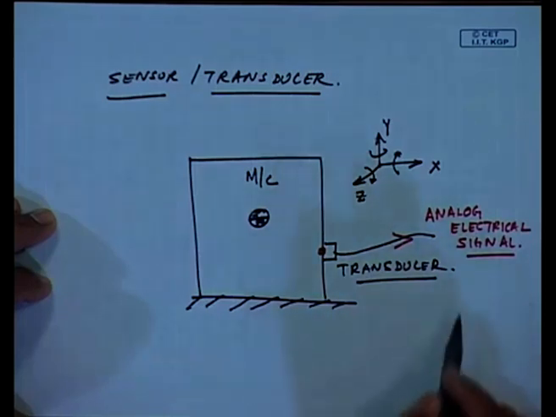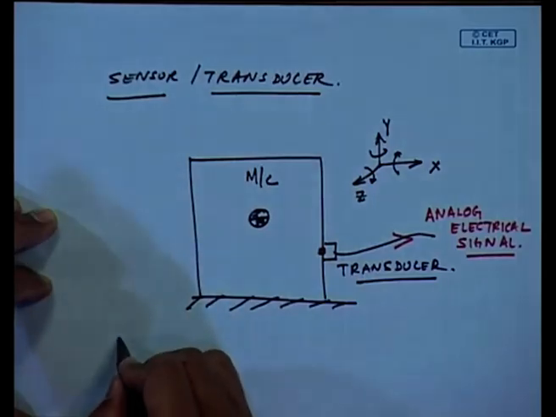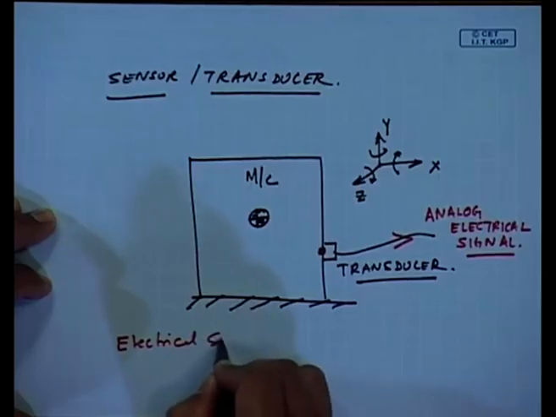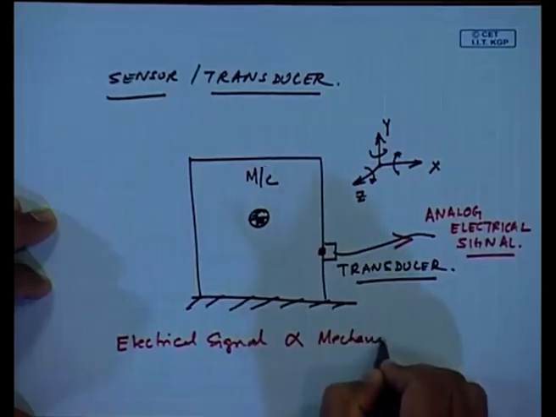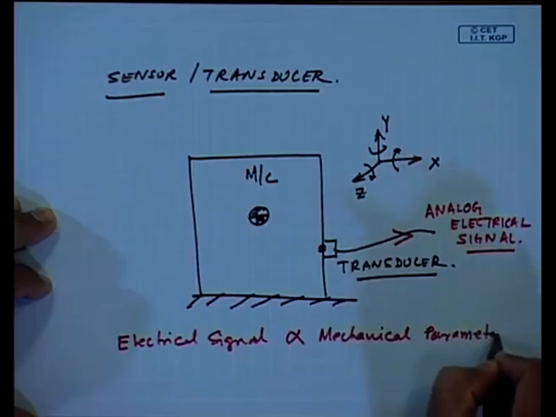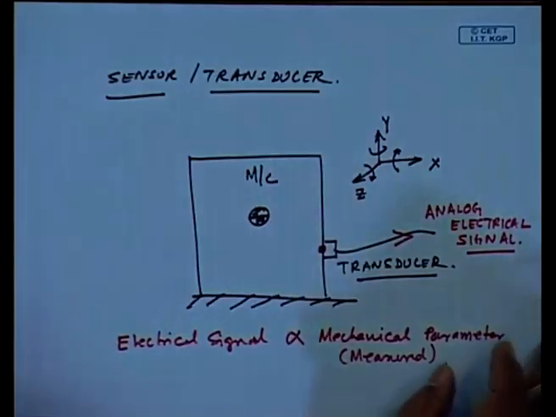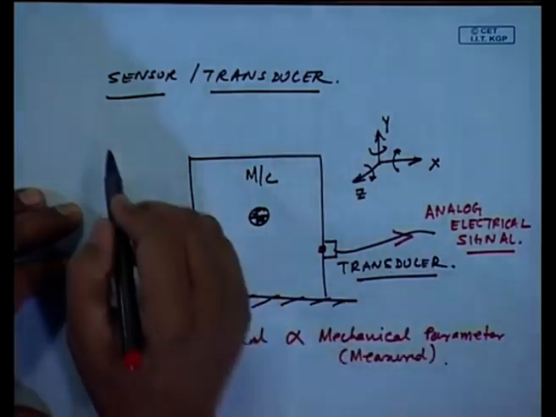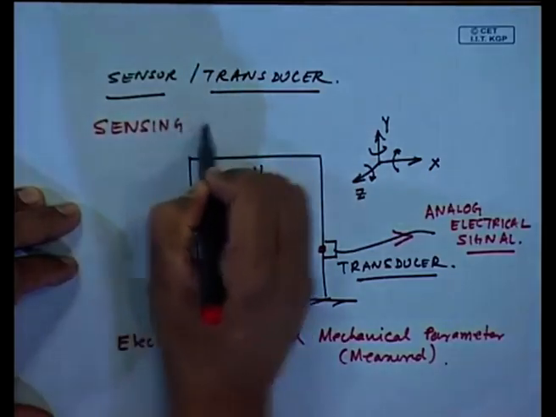Now, this signal which we obtain from the transducer is dependent on the mechanical parameter. So, this electrical signal obtained is proportional to the mechanical parameter which has been measured. And you all know there is an endless list of mechanical parameters and an endless list of sensing elements. Rather than sensors, the sensing element is very important.